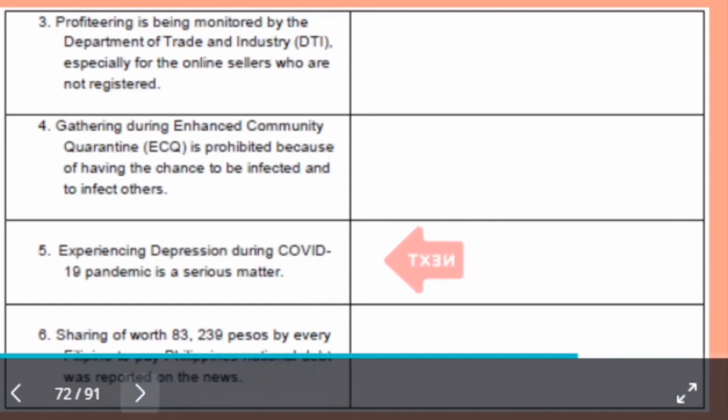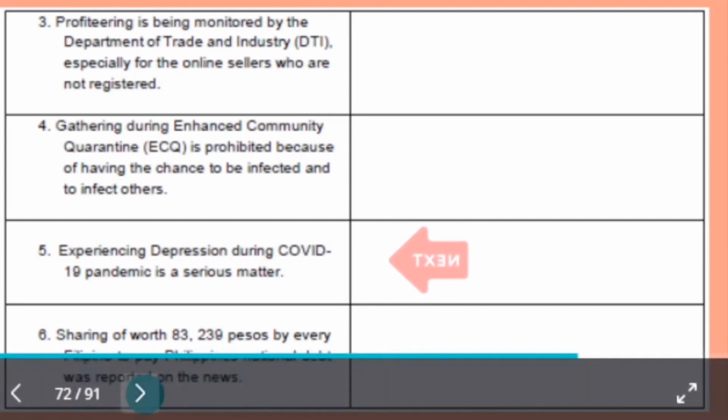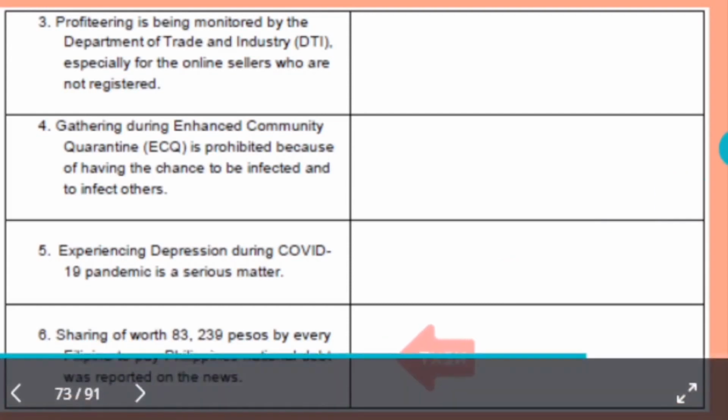The fourth one is experiencing depression during the COVID-19 pandemic is a serious matter. And the last but not the least, sharing of worth 83,239 pesos by every Filipino to pay Philippines' national debt, reported on the news.